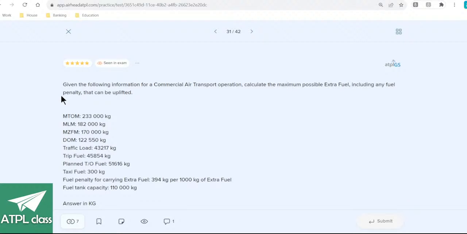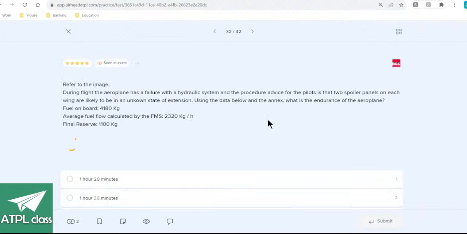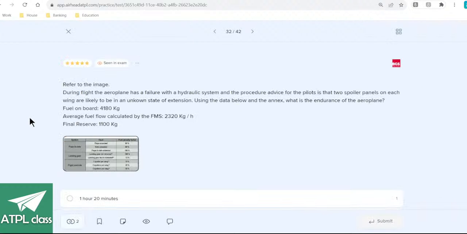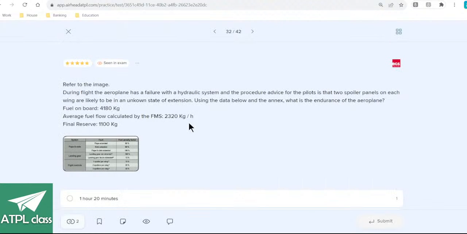Given the following information for a commercial air transport operation, calculate the maximum possible extra fuel, including any extra fuel penalty that can be uplifted. I don't really want to kind of skip you, come back to you. Yes. Refer to the image. During the flight, the airplane has a failure with the hydraulic system, and the procedure advises the pilots that 2 spoiler panels in each wing are unlikely to save an extension. What would the endurance of the aircraft be? Endurance. Okay, so 4180 is what we've got on board. We've got a final reserve of 1100. And the average fuel flow is 2320.